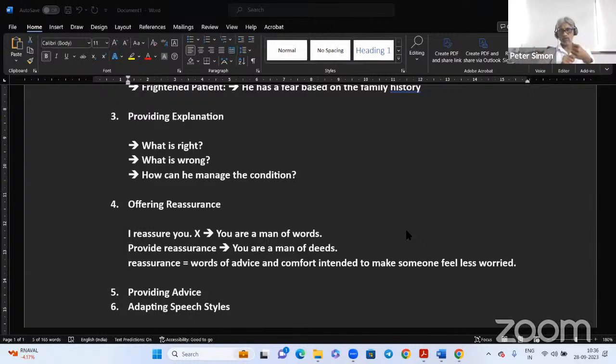What are the words of advice? Give him. Then he himself will be reassured. You cannot reassure him. He himself will be reassured. Make him comfortable. Give him words which comfort him. Tell him, my aunt is also diabetic. She has been diabetic for the last 12 years. She has been on insulin injections for the last 5 years. She has no problem.